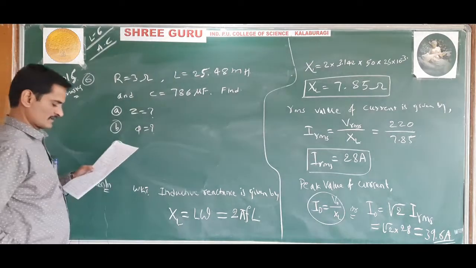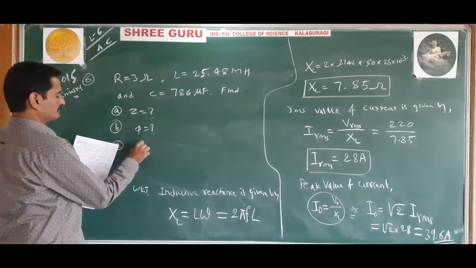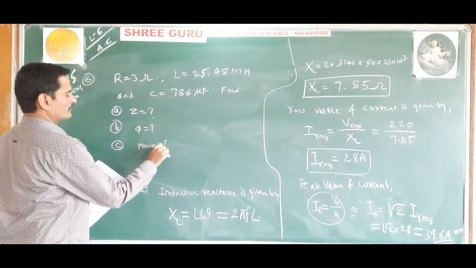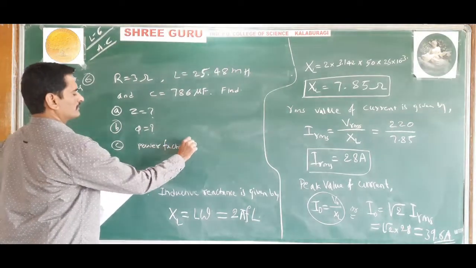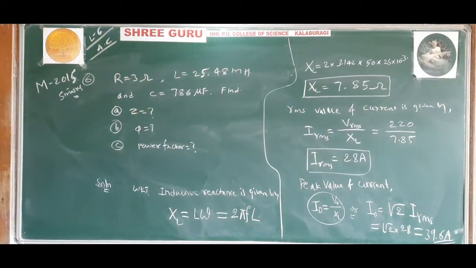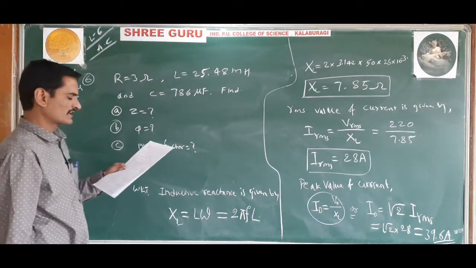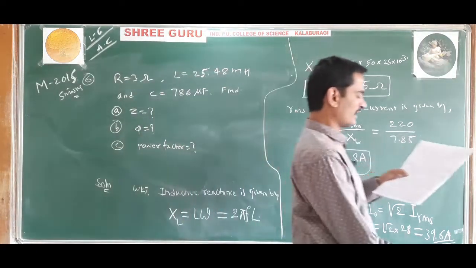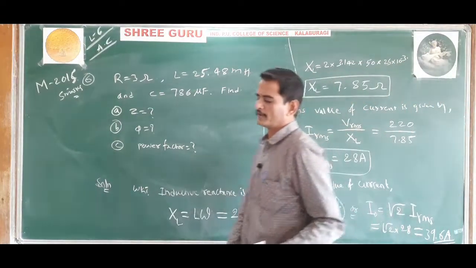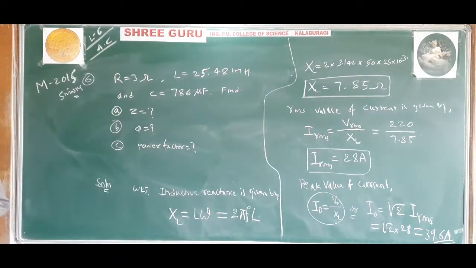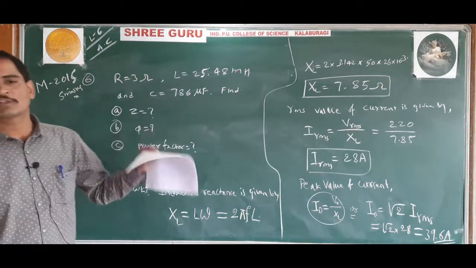And C. Power factor. So these all are the things that you have to find. Impedance of the circuit you have to find. The phase difference between voltage across the source and the current you have to find. And the power factor also you have to find. Try to solve this one. First find out Z.